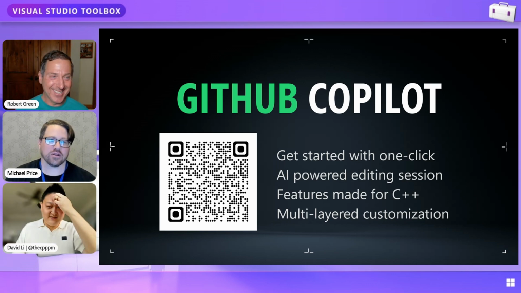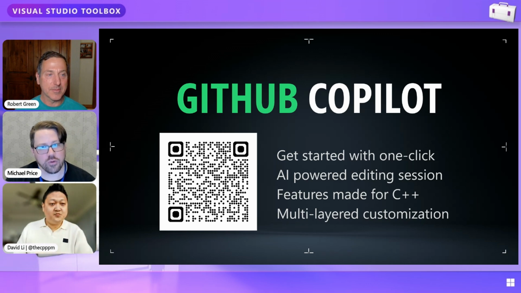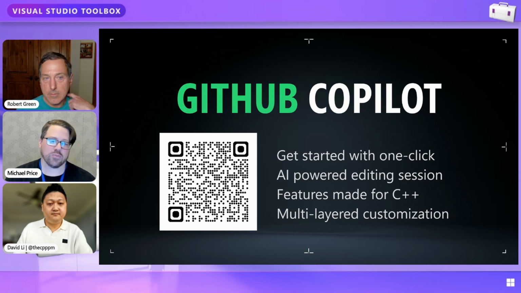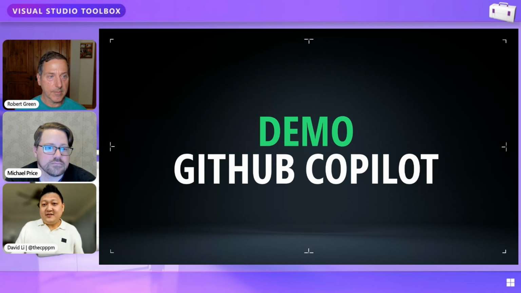We want to talk to you about a new AI-powered editing session feature called GitHub Copilot Edit that really brings code editing to the next level with GitHub Copilot. There are also lots of features we've implemented that are specific to C++ users. We'll show you some of those. And then we also want to talk some about the different ways you can customize GitHub Copilot for your environment. There are lots of different ways you can make it work for you. So with all that said, let's quickly jump into a demo and see how all of this works in Visual Studio.